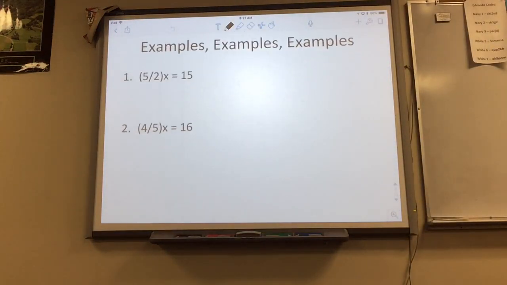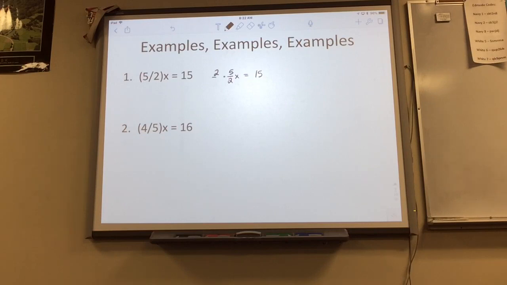Okay? So first thing, let's rewrite this, make it look like a fraction. So 5 over 2x, 15. So what we want to ask is, what is happening to the x? It's being multiplied. But you put it on both sides. It's being multiplied, so how do we undo multiplication? You multiply that number by 2 over 5 on both sides. So we divide by that fraction, but you don't divide by fractions, you multiply by the reciprocal.